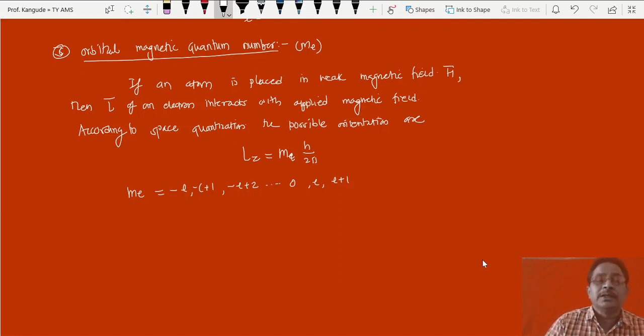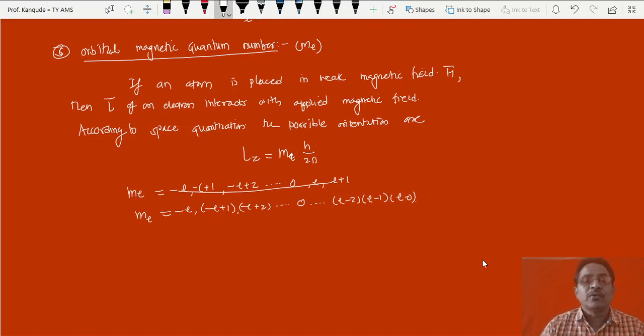Let's rewrite this. ml is equal to minus L, then minus L plus 1, then minus L plus 2, and so on, going on increasing. At some stage it becomes 0, and then starts increasing, then L minus 2, L minus 1, and L. So we get twice L plus 1 values of ml.